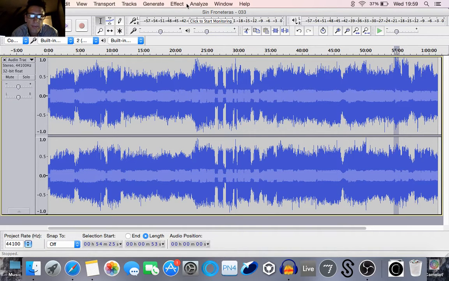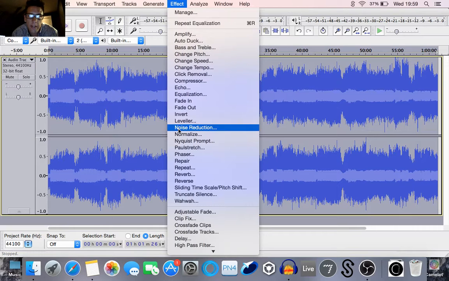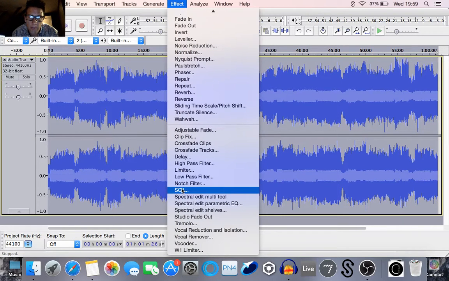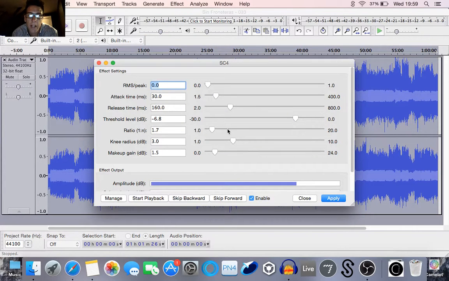So, Control A, effect. Again, this is my own personal little procedure. I use the SE4 compressor. It's fairly mild. So look at these settings. I'm not going to go into the settings. Attack time, you can read up about compression. There's reams of stuff you can read up on. What we're interested in here is the threshold level. So I have it in there as -6.8 from a previous set. I have it set to that.